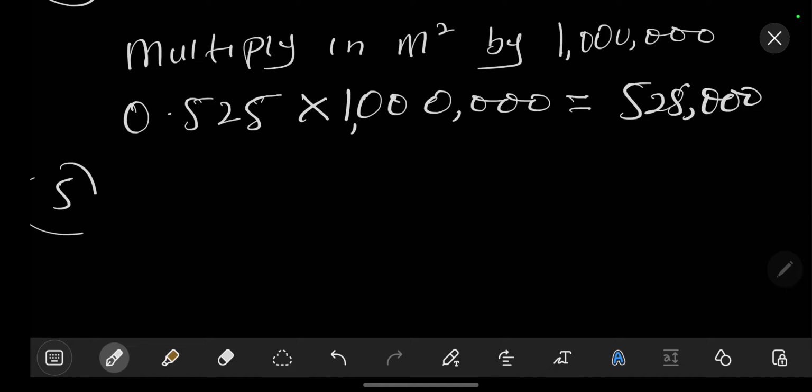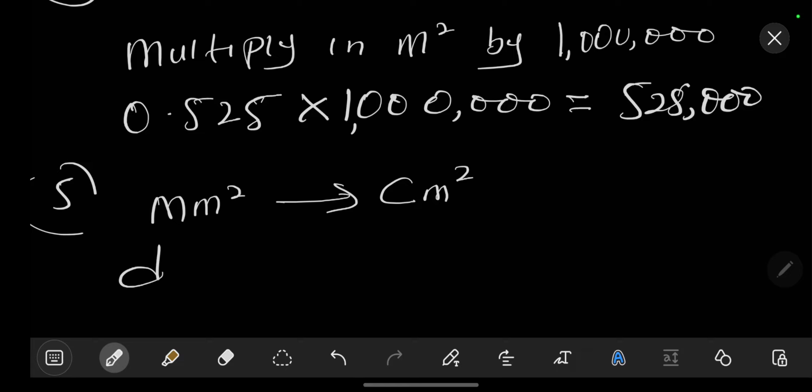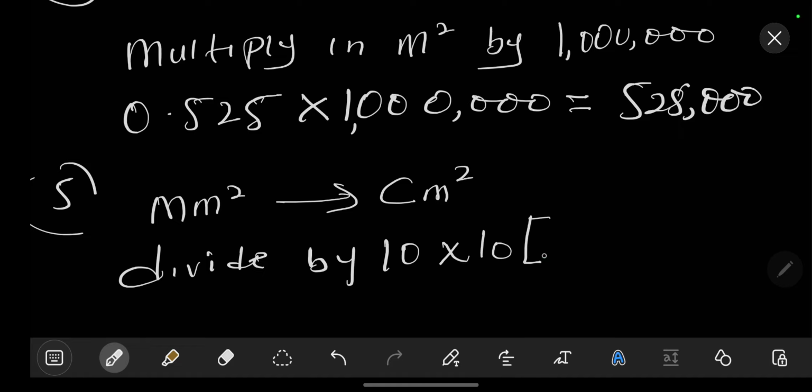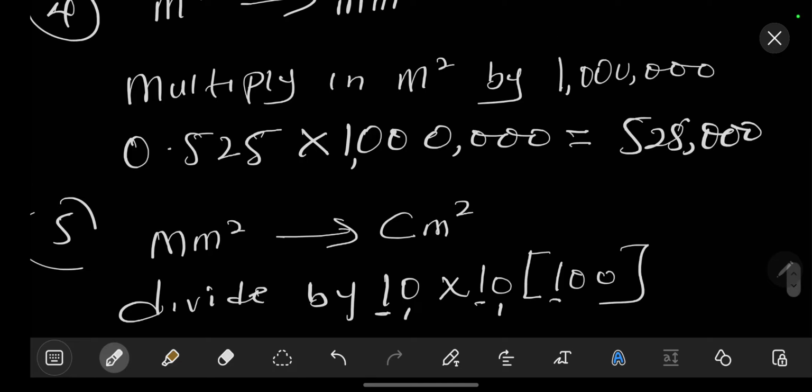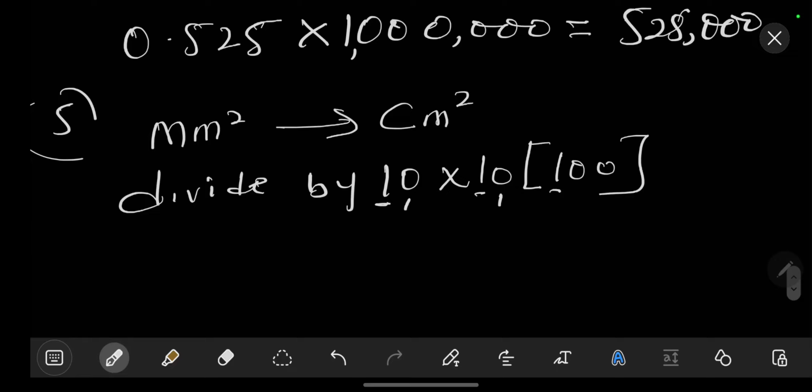Now, number 5. Let's see how we can convert from millimeter square to centimeter square. How do we do that? We have to divide the value in millimeter square by 10 times 10. And 10 times 10 will give you, of course, 100. How do you do that? Look at this 1 here. 1 times 1 gives you 1. Then you have 2 zeros, 1 here, 1 here. So you put both of them together, you get 100. Simple as that. You don't even need to use a calculator whatsoever.